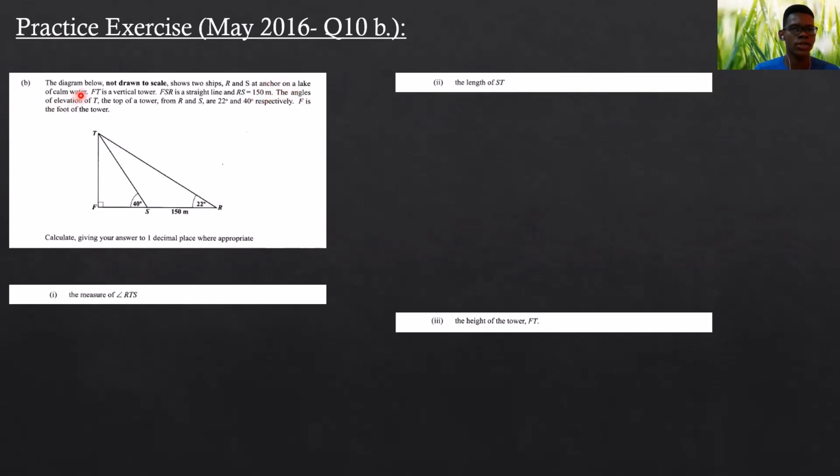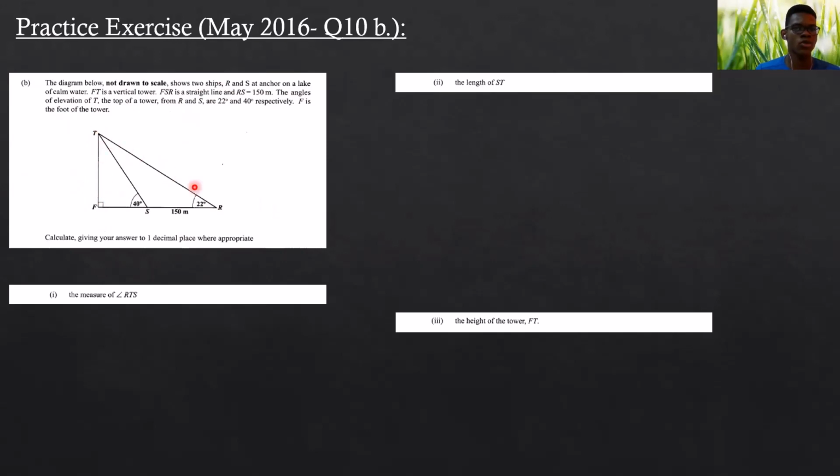The angles of elevation of T, the top of the tower, from R and S are 22 degrees and 40 degrees respectively. F is the foot of the tower. Essentially, this is the diagram you would get from this information. So they already draw the diagram for you. You're looking at two triangles, and there's also a third triangle here. It's good to see those shapes. It's a composite shape. See all the shapes within it.